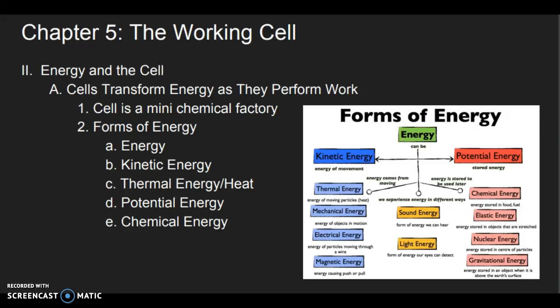Hi guys, welcome back. So in the second part of the Chapter 5 lecture, we're going to be talking more about energy and enzymes. So there are four types of energy that we are going to be touching on.